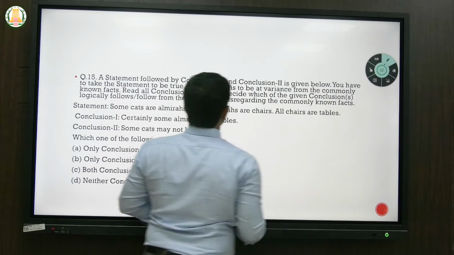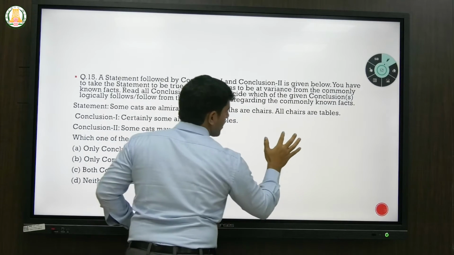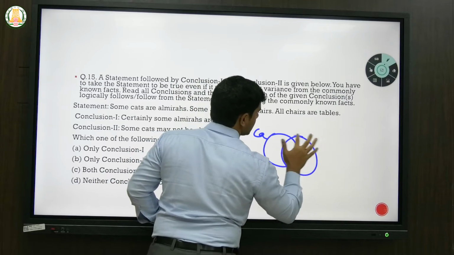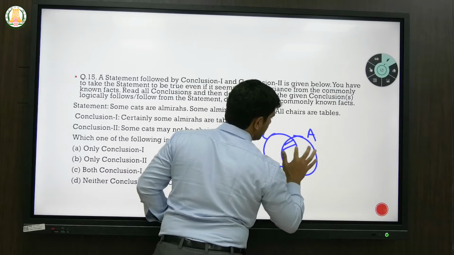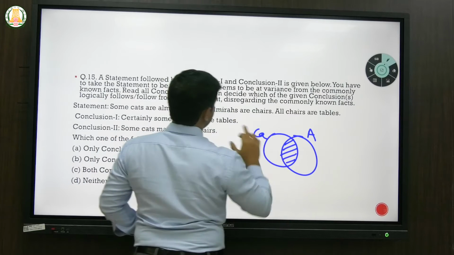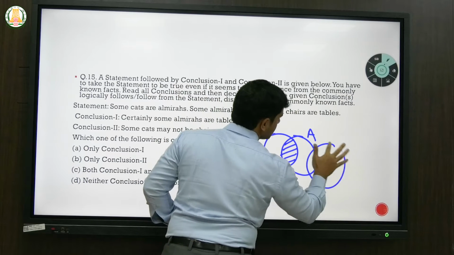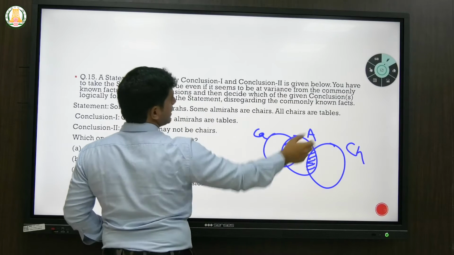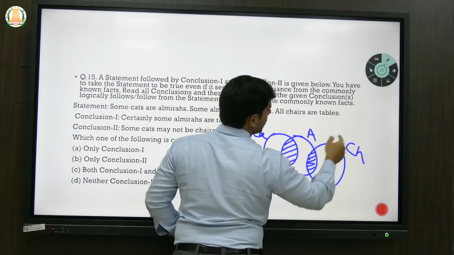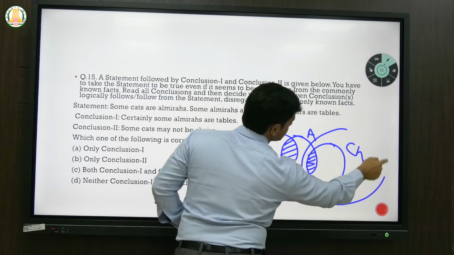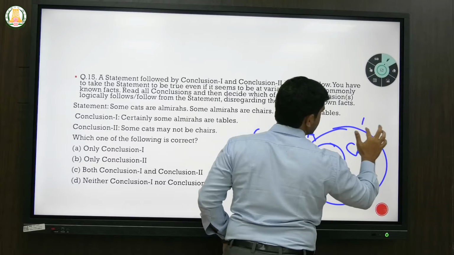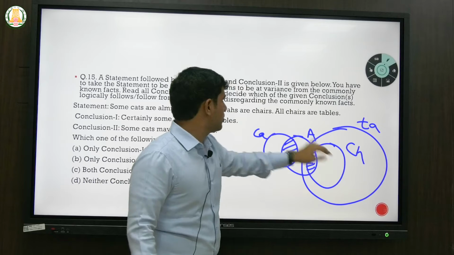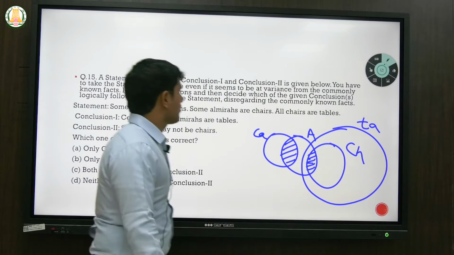Okay. So what you have to do, just combine this. I'll do it like this. This is cats, almiras. So there is some common component. Now we're saying some chairs are almiras. So almiras and chairs will also have a common component. Next, all chairs are tables. That means chairs will be smaller, table will be bigger. So table will be somewhat bigger, like this. It has to encompass your chairs. That is the basic funda here. Your table diagram should encompass your chair diagram. Only then will this statement be true.